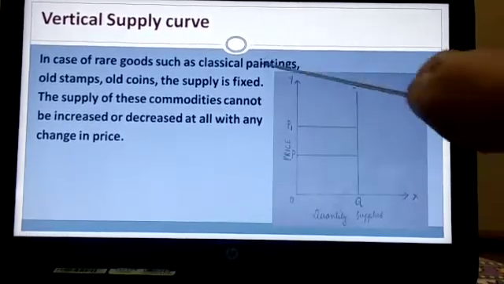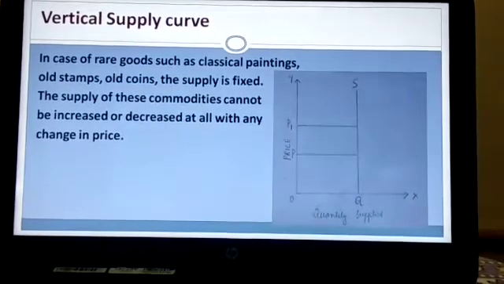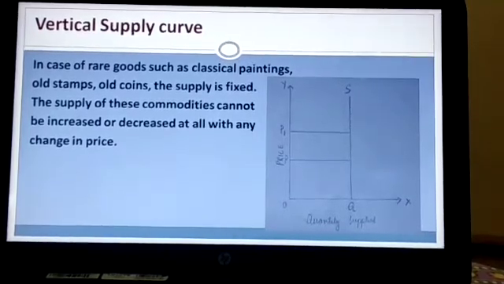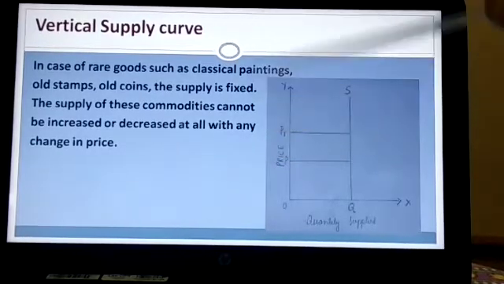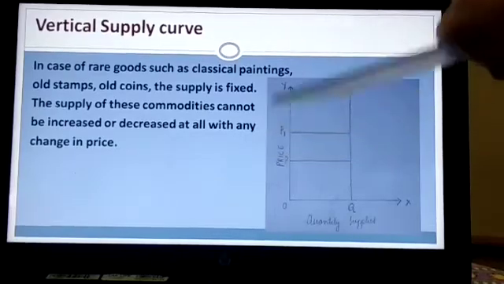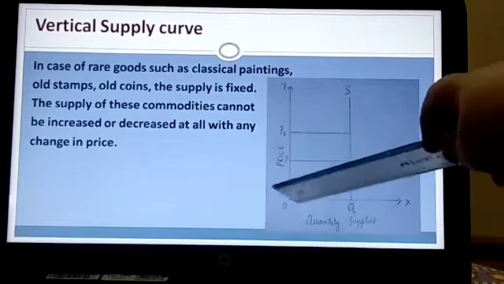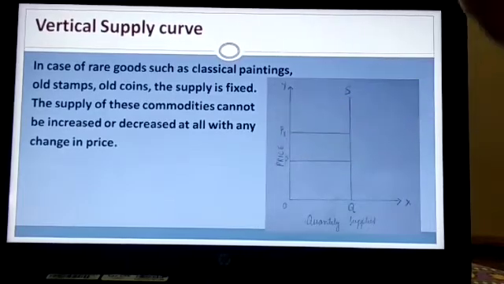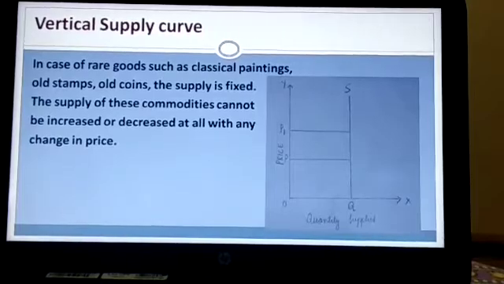This is the x-axis, this is the y-axis. Quantity supplied, price. While making this curve, you will make a vertical line like this, and then you can see the initial price is P, the price rises to P1. But the quantity remains the same at Q. Whatever may be the rise in price, the quantity supplied remains the same.